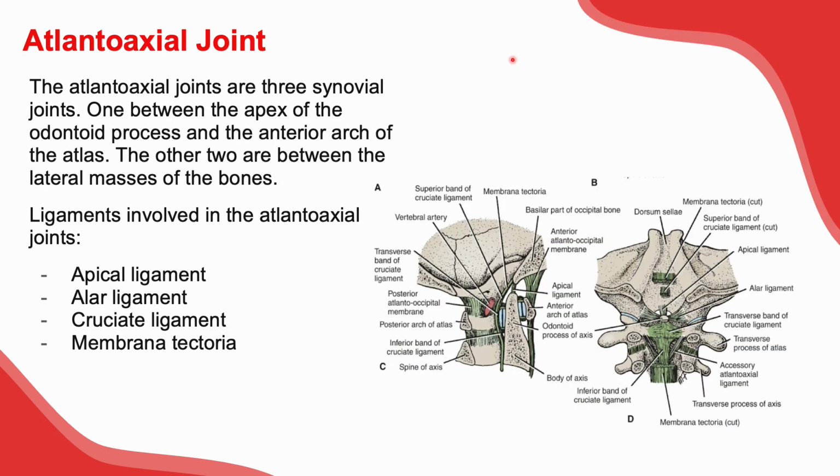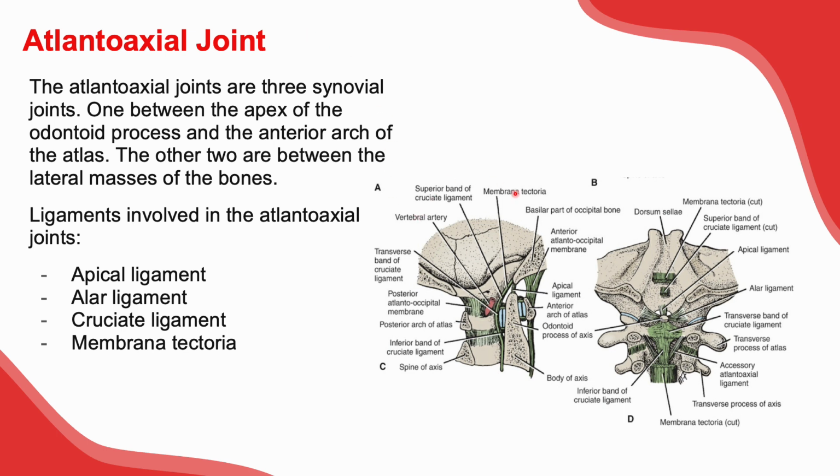The second joint that we're going to be discussing is the atlanto-axial joint. The atlanto-axial joint is basically three synovial joints. One between the apex of the odontoid process and the anterior arch of the atlas, and the other two are between the lateral masses of the bones.